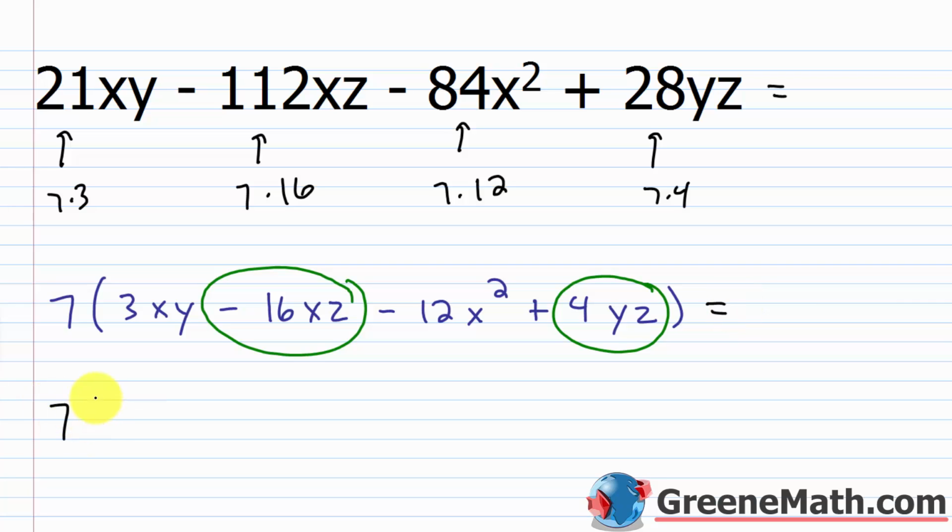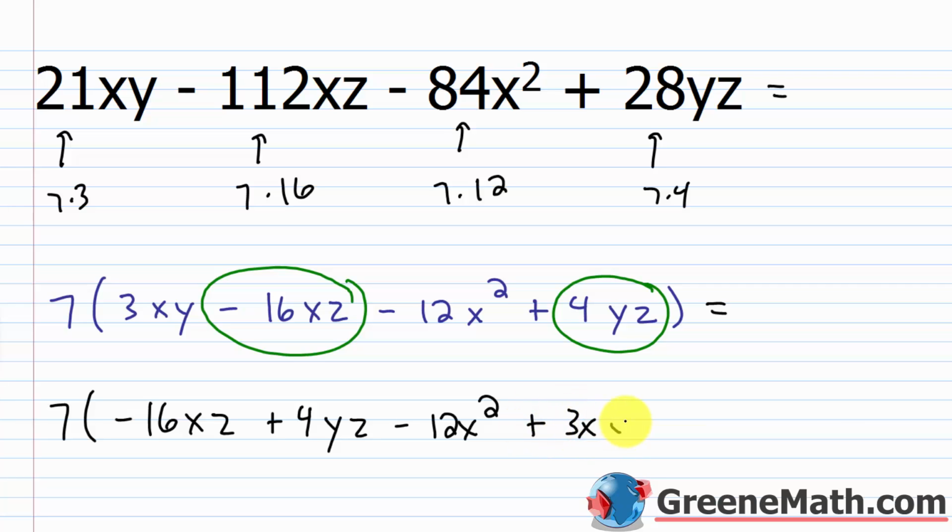So my 7 goes out in front. I'm going to put negative 16xz plus 4yz. And then I'm going to put negative 12x squared and then plus 3xy. And again, the reason I put them in this order is because the negative 16 is larger than the 4 in terms of absolute value. I know negative 16 is a smaller number, but in terms of absolute value. And then the negative 12 in terms of absolute value is bigger than the 3. So that's why I chose that order.